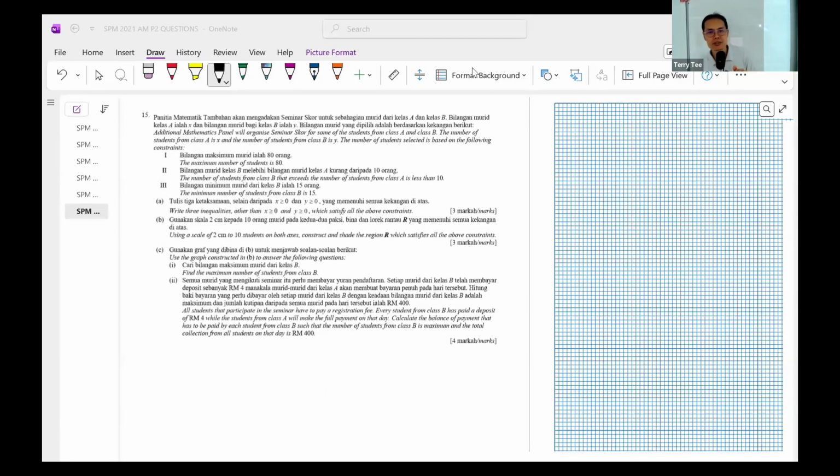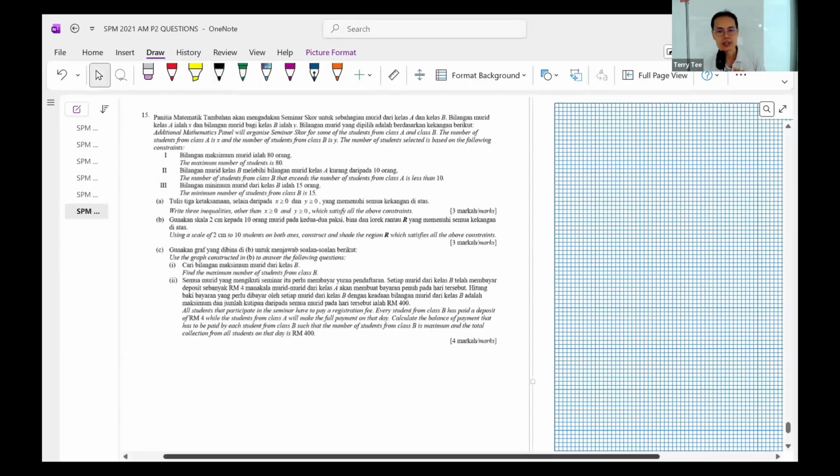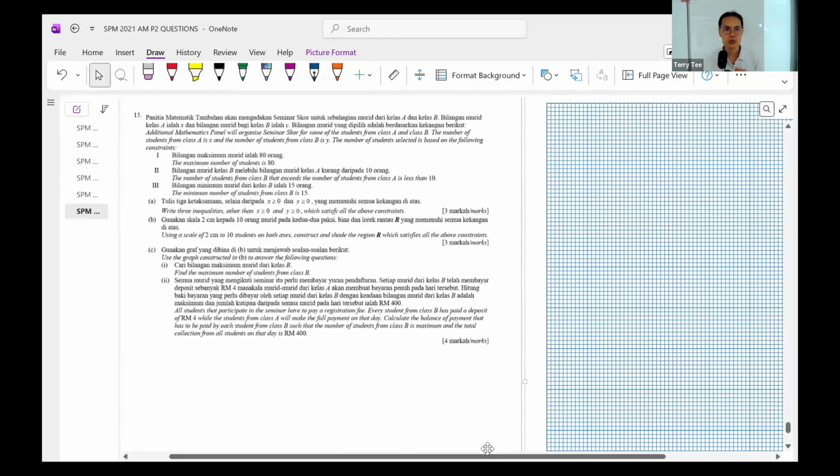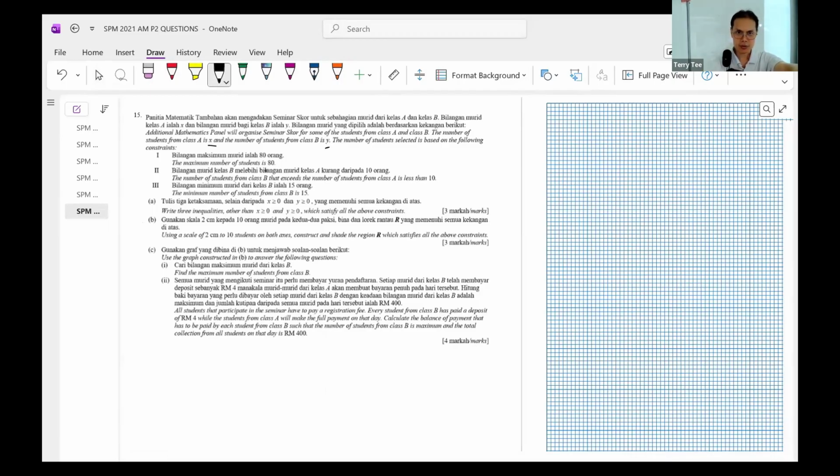Okay, question number 15. This is your linear programming from Form 5, Chapter 7. They say the Additional Mathematics panel will organize a seminar for some students from class A and class B. The number of students from class A is x, the number of students from class B is y, and the number of students selected is based on the following constraints. The maximum number of students is 80.